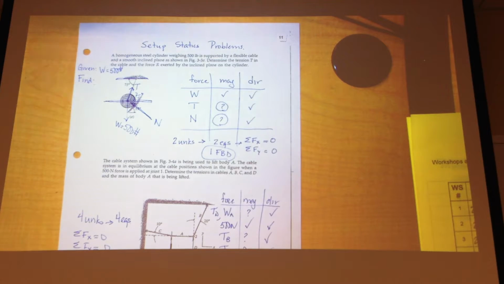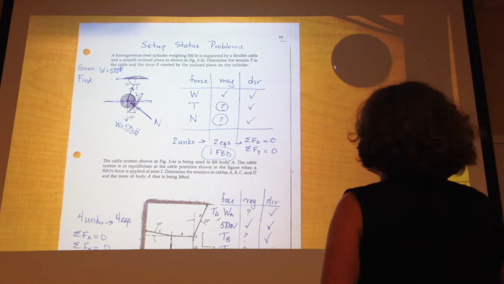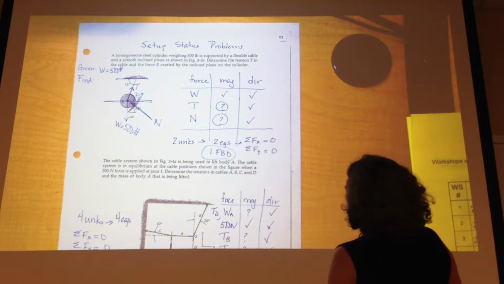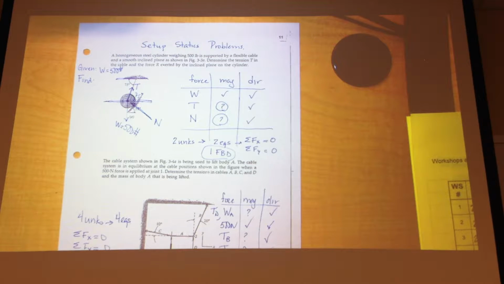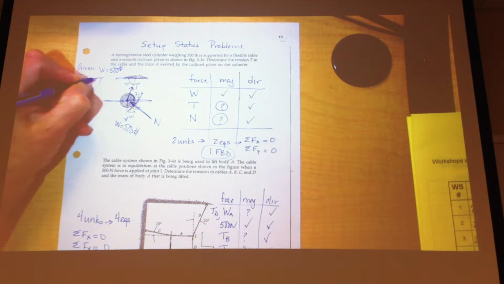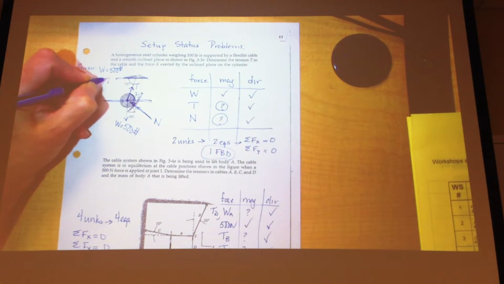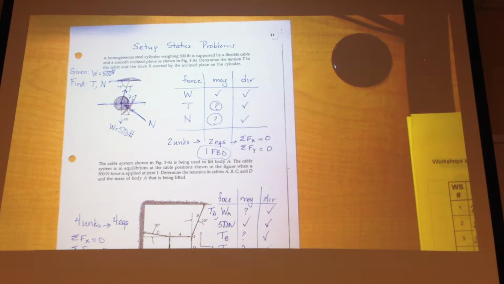Okay? All right, how about find? So Isadora, looking through the words, what things did they ask us to find in this problem? Tension. The tension and the force R. And what did we decide to call that force R? The normal, because it's really a normal. So we needed to find the tension and the normal. Okay? So what do we put in the find? Anything that they want us to find. So that's the first thing.